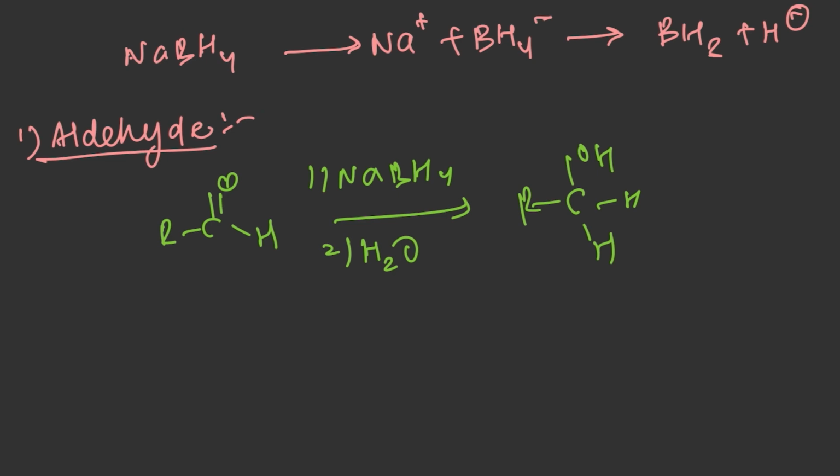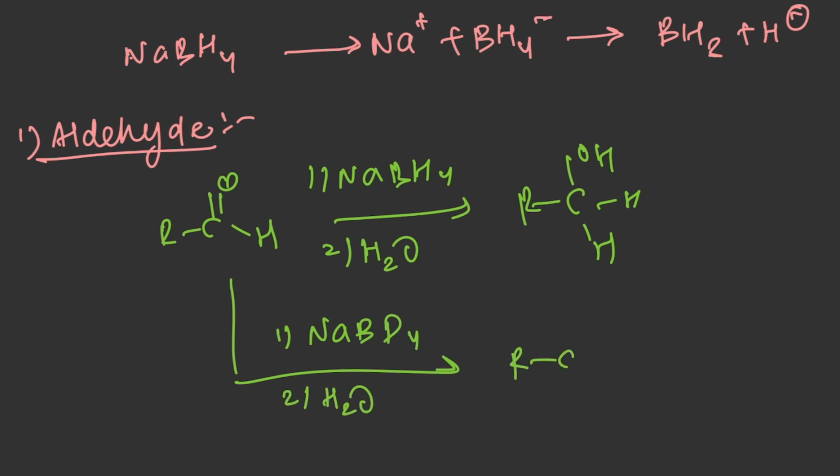So how does it form? When it reacts with first NaBD4, second H2O, it will form RCHDOH. First it reacts with NaBH4, so hydride will attack this and it will form this. Now NaBD4 will give D minus, which will attack over here, this bond will go up, so it will form this.